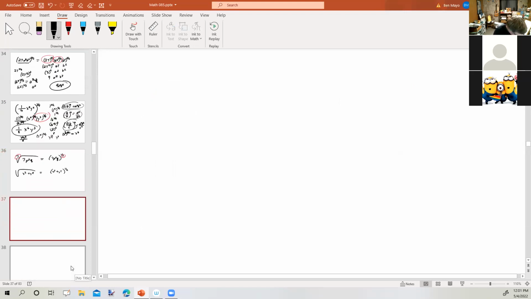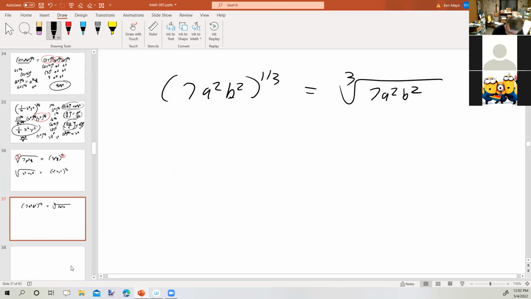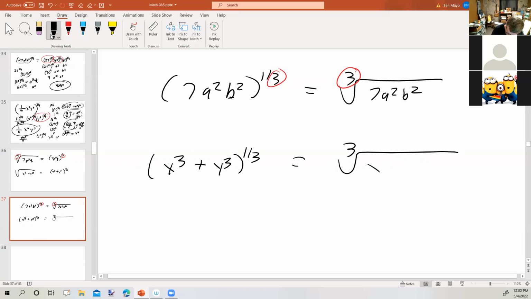All right. Going the other direction, change each exponential expression to a radical. 7a squared b squared to the 1/3 power becomes the cube root of 7a squared b squared. Again, the denominator of the exponent becomes the index. Or x cubed plus y cubed all to the 1/3 power becomes the cube root of x cubed plus y cubed.